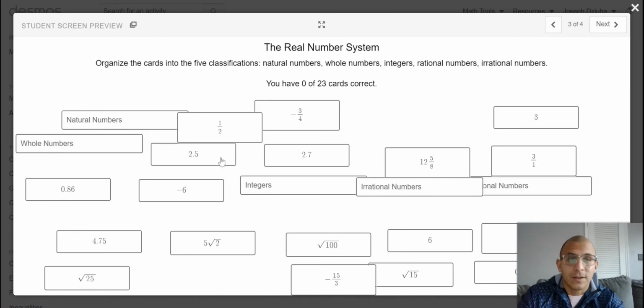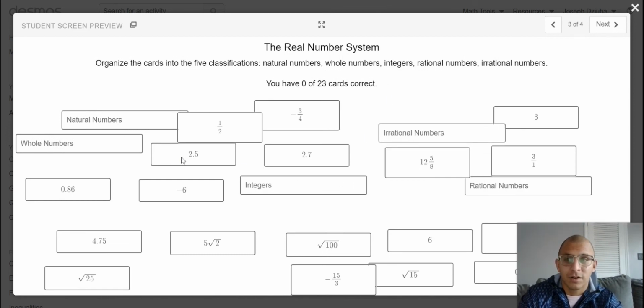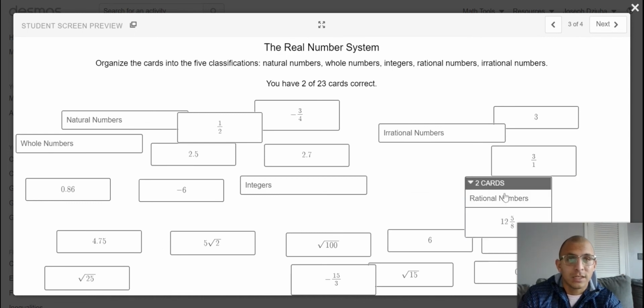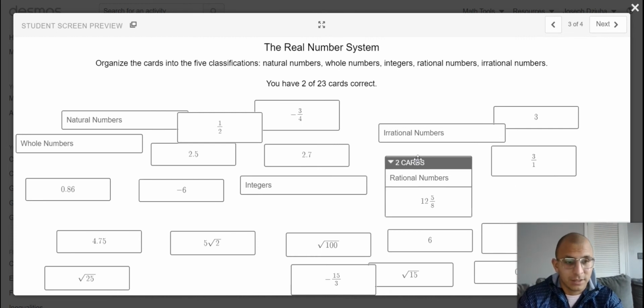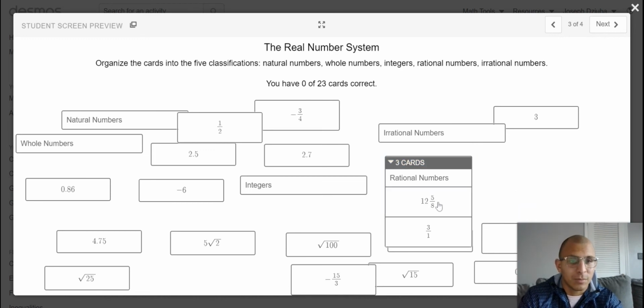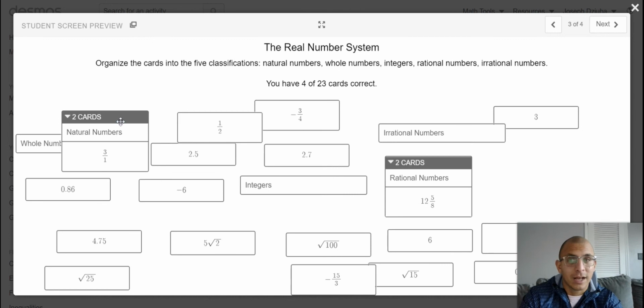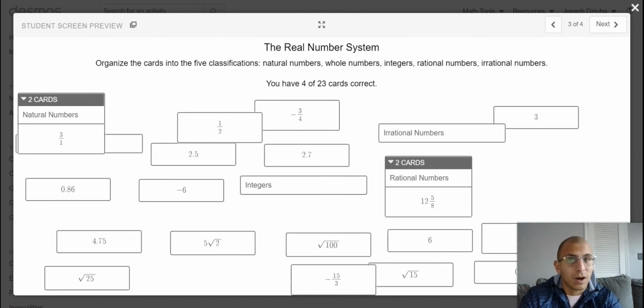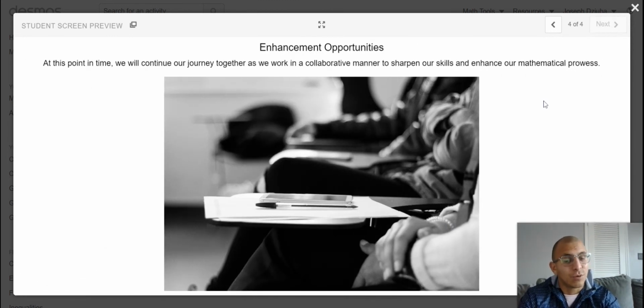So here you have our 5 different number systems: whole, natural, integers, irrational, and rational, and your goal is to link them together, but based on their origin. So what planet are they originating from? 3 over 1 is a rational number, but it does not originate from there. 3 divided by 1 is 3, and 3 can be classified as a natural number, hence why my value of correct cards increased. So that is your only activity for this video.